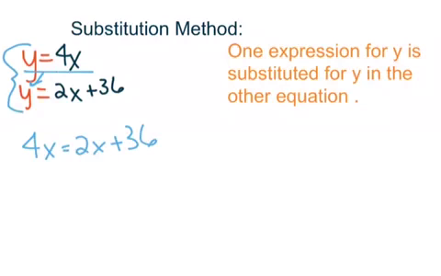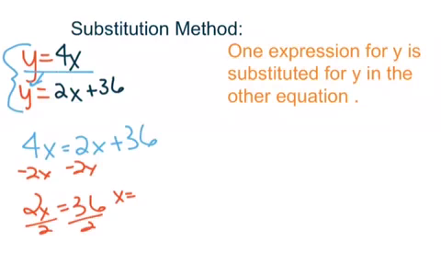And now we're going to solve for x to see what our x value is. So I'm going to subtract 2x on both sides and combine my x values. So now I have 2x equals 36. Sorry, it's a little sloppy. We're going to divide by 2 on both sides for x. So x equals a positive 18.